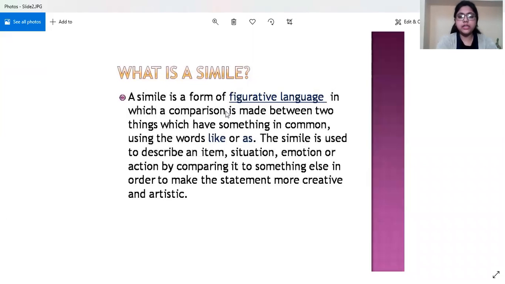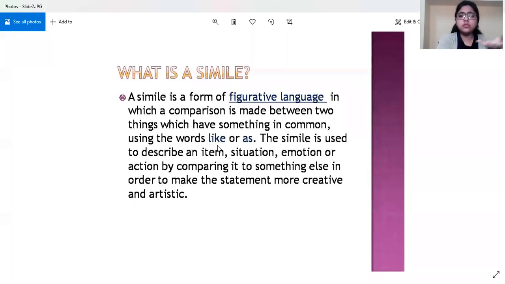Okay, so what is it? It is a figure of speech. It is a figurative language. It is used to decorate whatever you are writing or whatever you are saying, whatever expression, whatever things you want to convey. It is just to add a little bit more of description, right? And the other important thing regarding simile is that it is used to make a comparison.